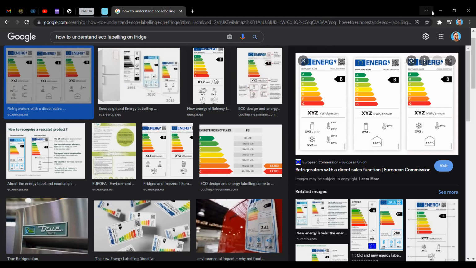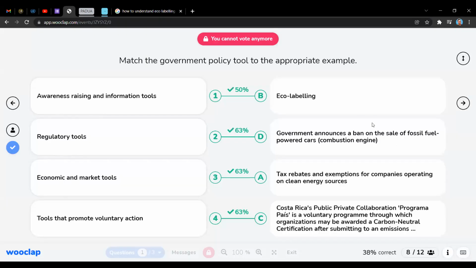So this is what eco-labeling is. It is a way to raise awareness and give information. So you're giving information to the public in order for them to make an informed decision. Okay, so let's move on.